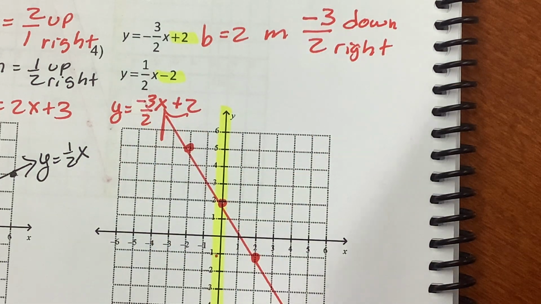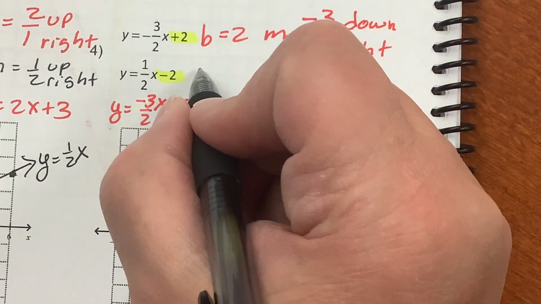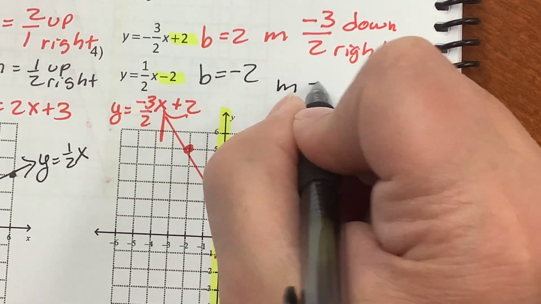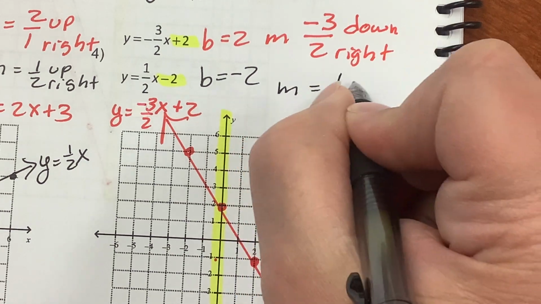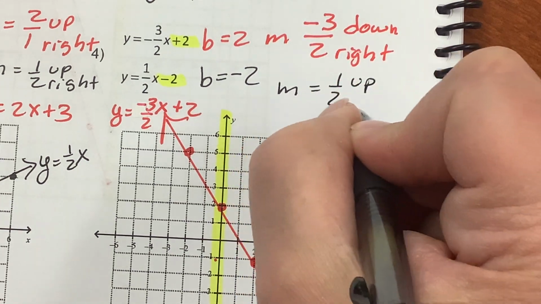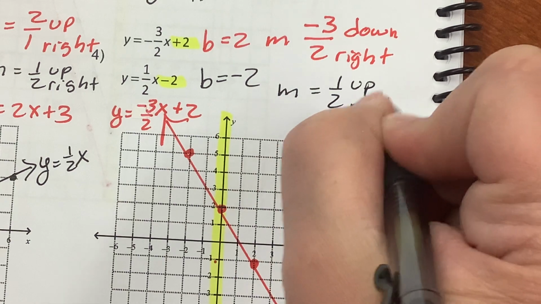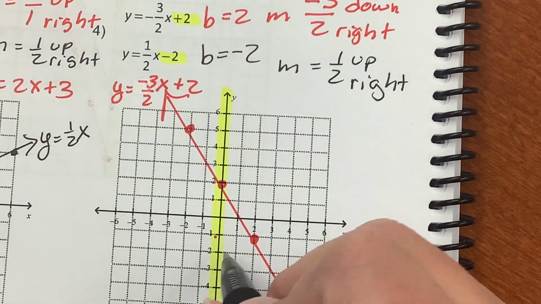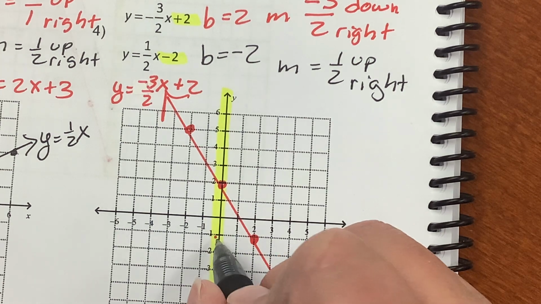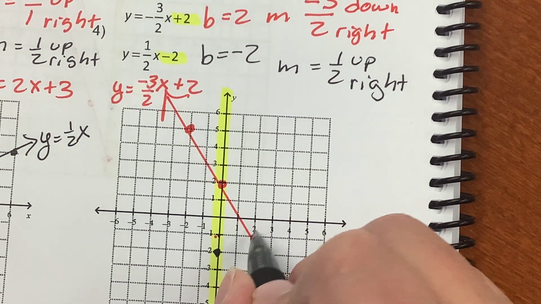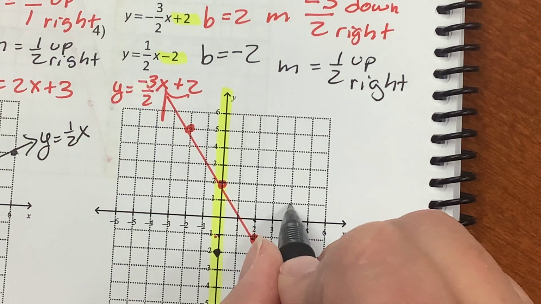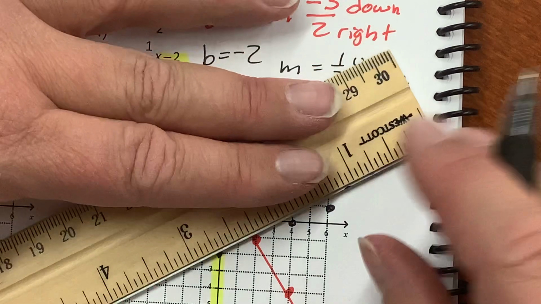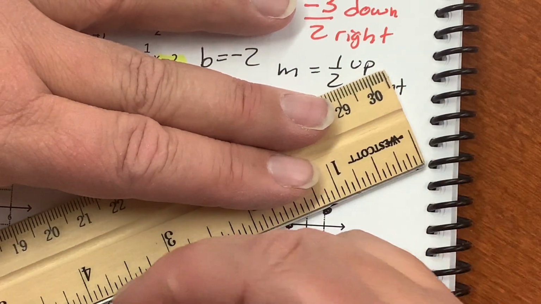Now for the next one, this is a -2. -2 and -2 are the same for our purposes. So b equals -2. M is +1/2. Positive means I go up, positive means I go right. So I'm going to start at -2, and I'm going to go up 1, 2 to the right. Up 1, 2 to the right, all the way across my grid. And I can see where they cross.